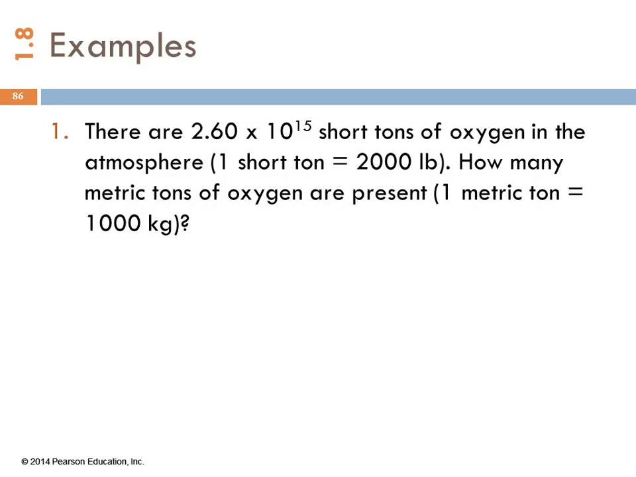So let's do some examples. There are 2.60 times 10 to the 15 short tons of oxygen in the atmosphere. A short ton is 2,000 pounds. How many metric tons of oxygen are present? A metric ton is 1,000 kilograms.